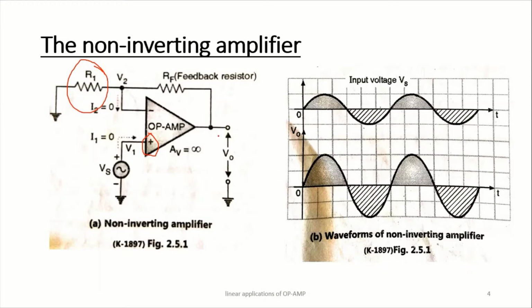The negative feedback is introduced in the circuit via the feedback resistance RF, which is connected between the output and the inverting terminal of the op-amp. Here RF introduces a negative feedback from the output to the input side. Now we derive the expression for the closed loop voltage gain AVF for the non-inverting amplifier.